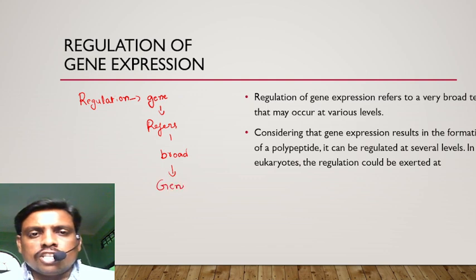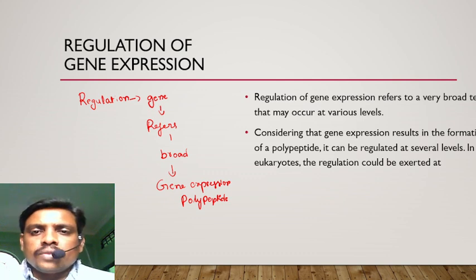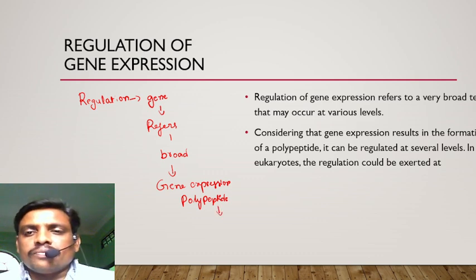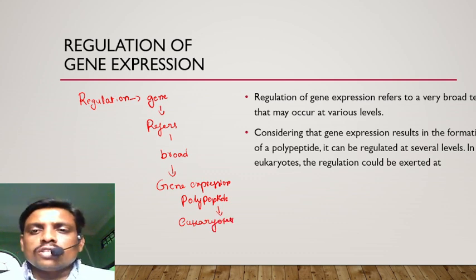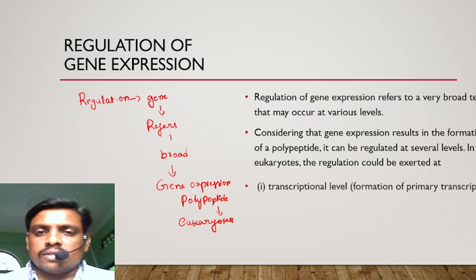Let us take the gene and its expression. Okay, it results in the formation of a polypeptide. Okay, this polypeptide can be regulated. Gene expression can be regulated at several levels. In eukaryotes, if you carefully observe, the regulation could be exerted at various levels.